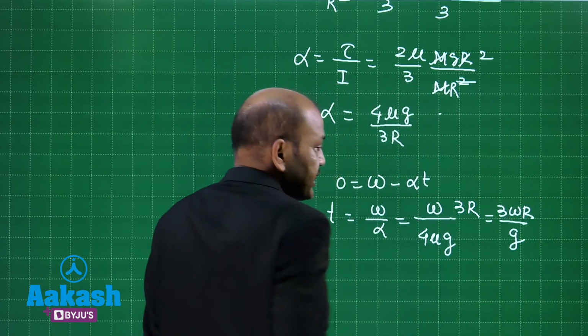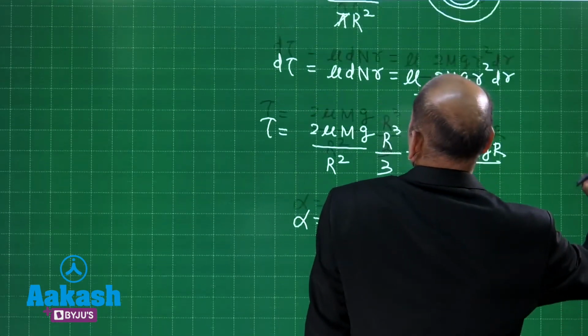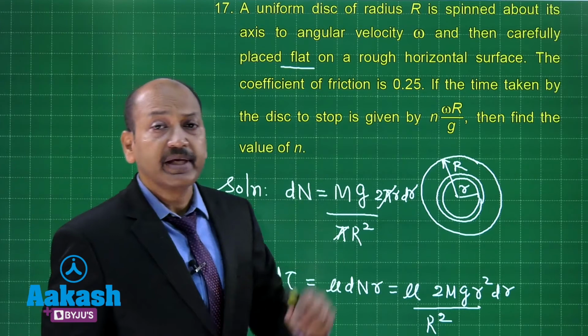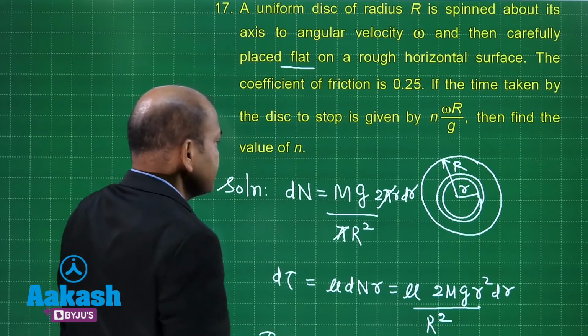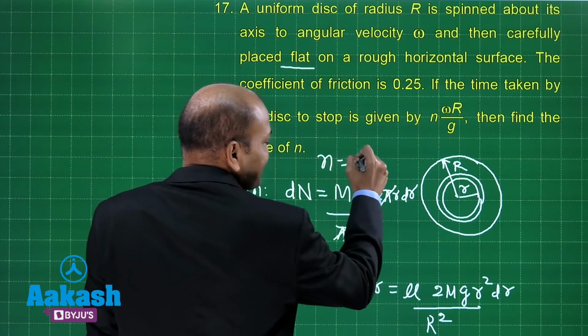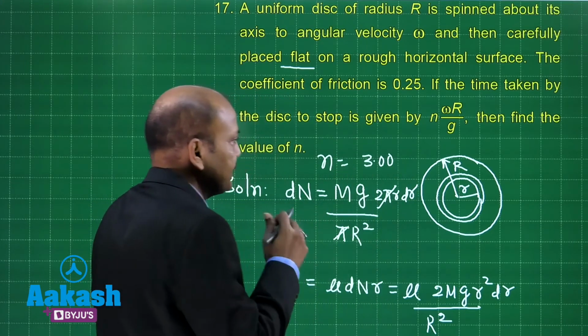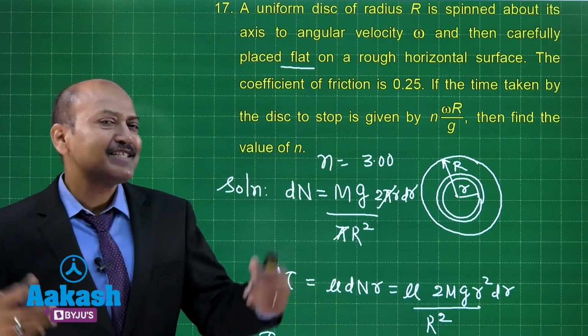So, this question is done, and if we compare our expression with this, we are finding that the value of n is coming as 3, and if we consider 2 places after decimal, the value of n is 3.00. So, that is our answer as far as this question is concerned.